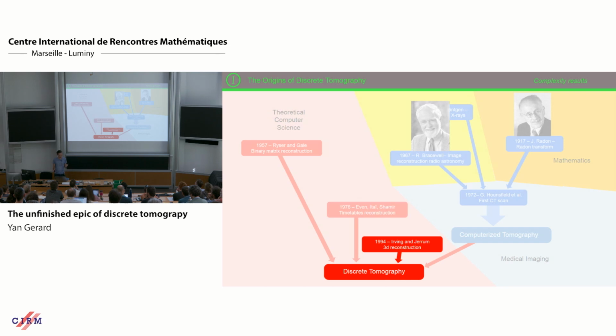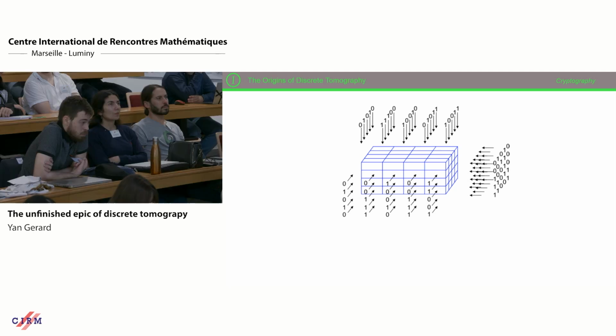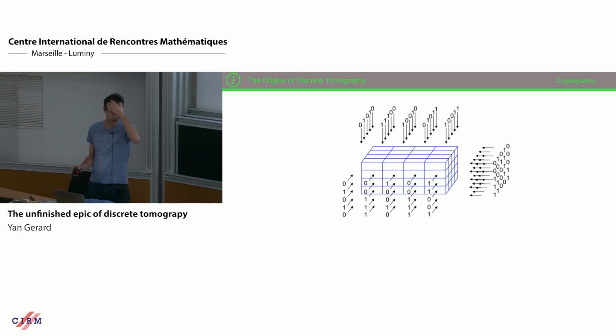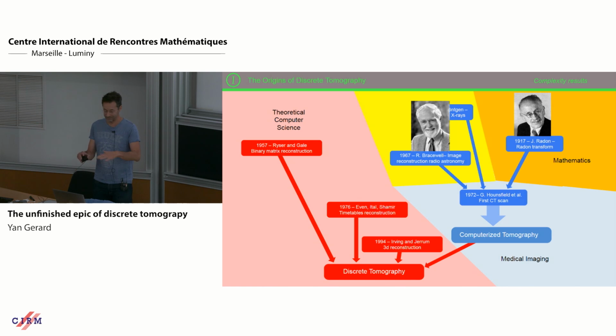And in the 90s, there was also another problem which has been proved to be NP-hard, which is a 3D reconstruction with equalities. It was in the framework of cryptography, where people wanted to know if they were able to recover what's inside the 3D matrix from the projections. And it's NP-hard, again.